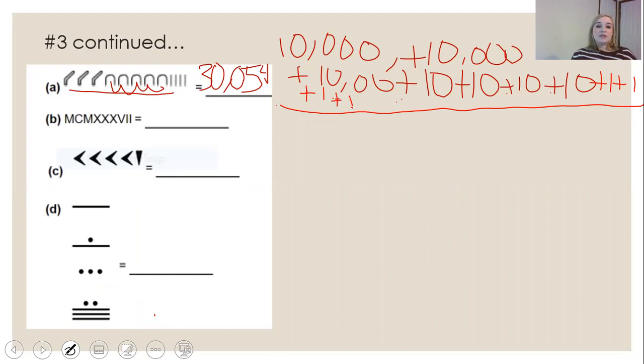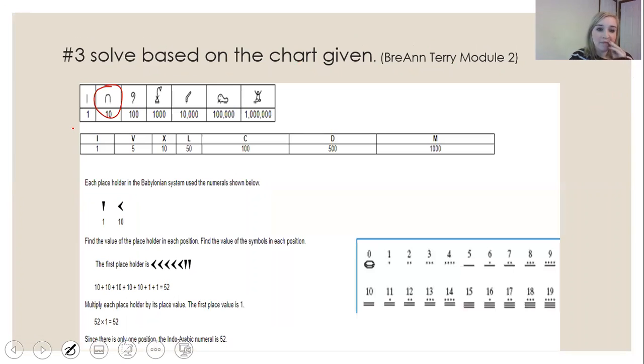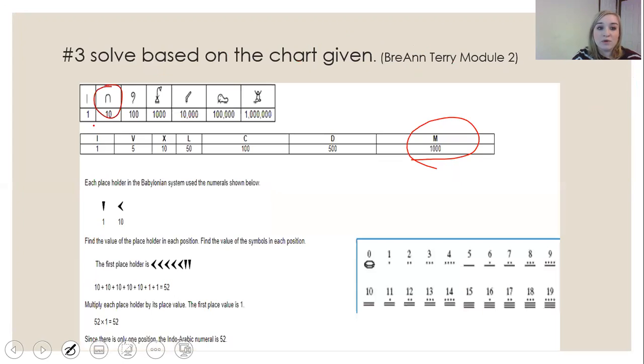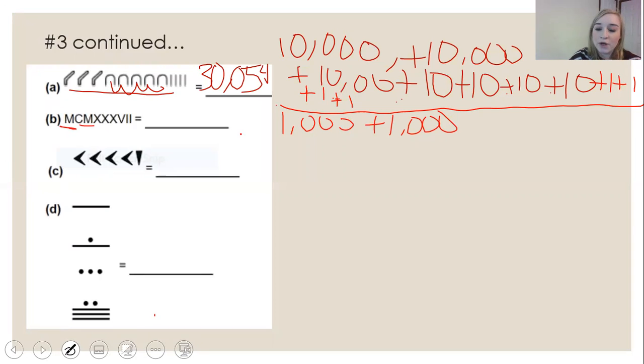Okay. So the next one is Roman numerals, which some of us are pretty familiar with. So we're going to go back and look at what we have. We have M and we have two of them. M is 1,000. So we're going to do 1,000 plus 1,000 since we have two M's here. And now let's see what C stands for. C stands for 100. So we only have one, so we're just going to add it once.